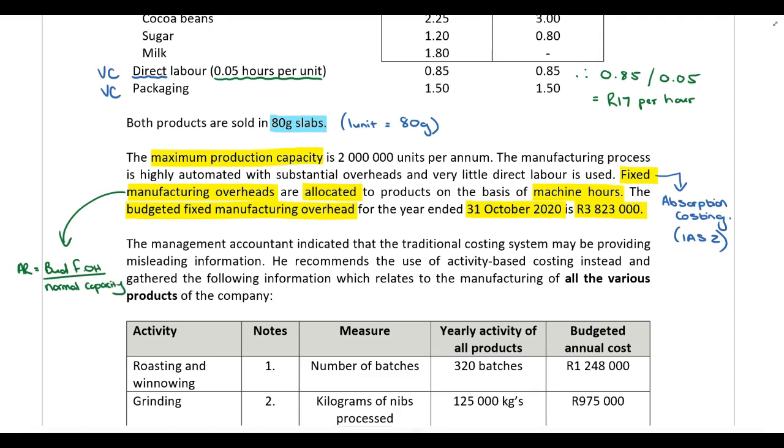Okay, and in this question you have been specifically told that they allocate fixed manufacturing overheads to products on the basis of machine hours. So the normal capacity that you would use in this calculation would be machine hours. Remember, it can be units, it can be machine hours, it can be labor hours, etc.